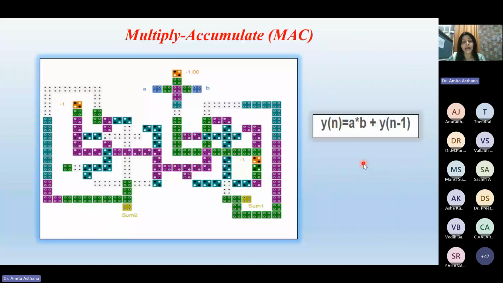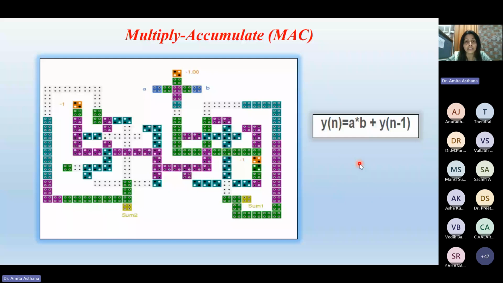Here this is the MAC architecture, where n is the number of iterations, and yn depends on the previous output, and it is also the multiplication of a into b, which can be added. So it is recurring. If we are taking n as 2, then it will take the previous output y1. So the present output is depending on the past outputs. In this way we can design a multiply accumulate circuit also.